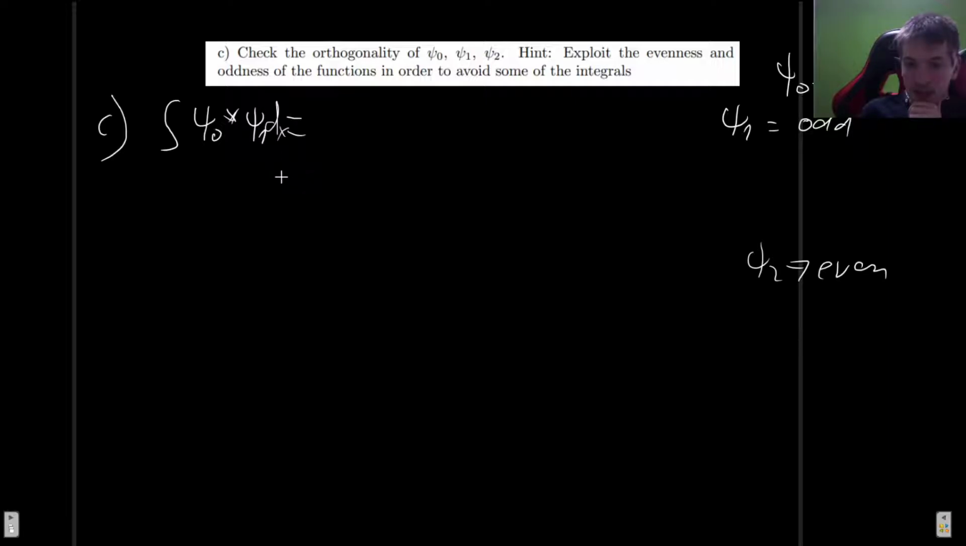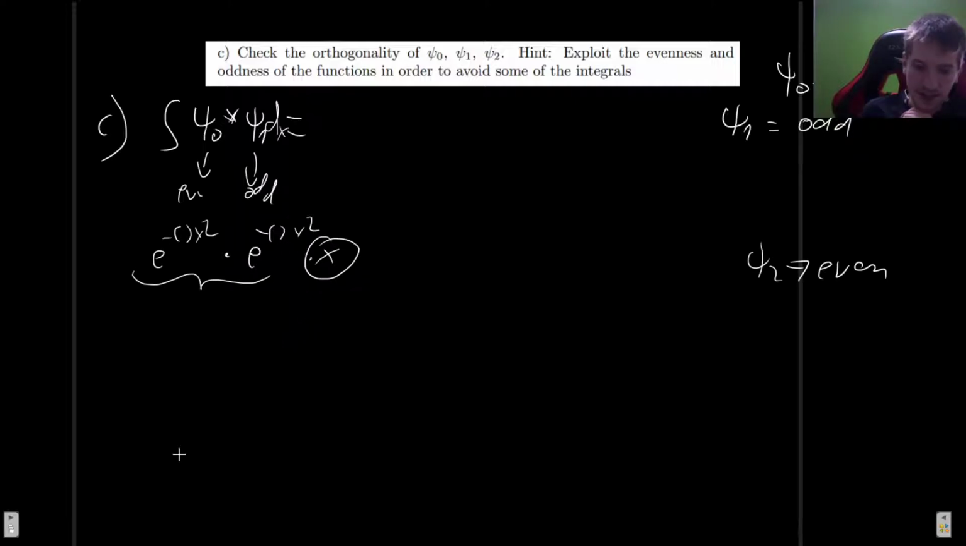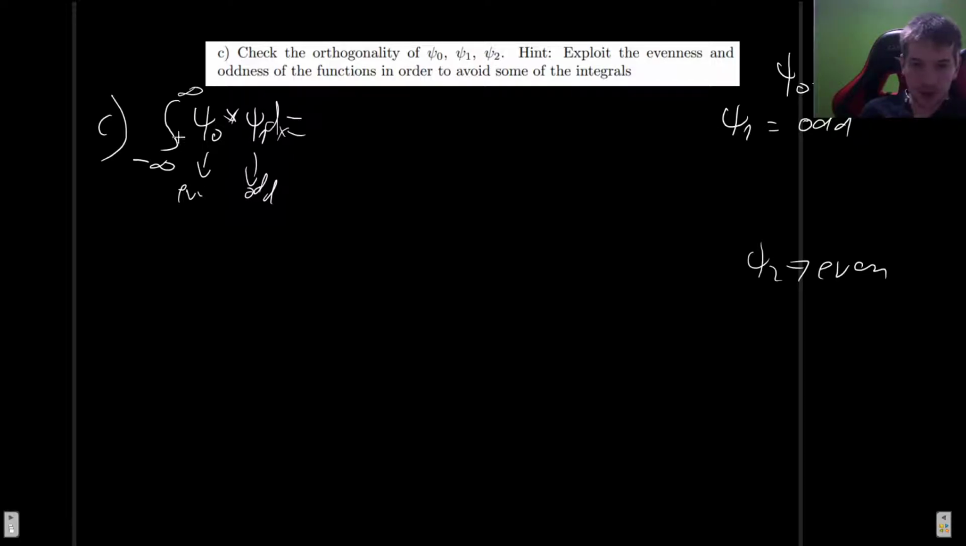Since psi0 is even and psi1 is odd, an even function times an odd function will be an odd function. And you can easily check it because this is, as we said, e to the minus something x squared times e to the minus something x squared times x. So we are going to get still something to the x squared, but times x. And that is going to make it an odd function. And since our limits of integration are from minus infinity to infinity, which is a symmetric interval, this is just going to be 0.